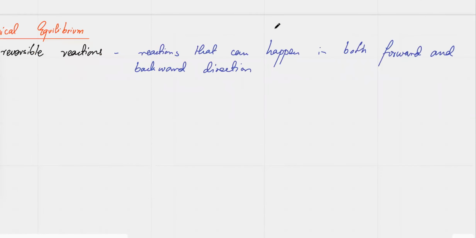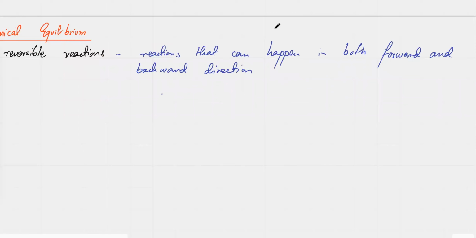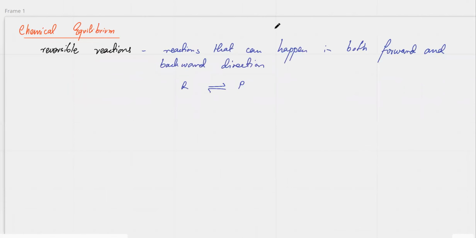What that means is that if you have a reactant, it can change into a product, and the reverse could also happen. The product could change back into a reactant. So the reaction could go back and forth. It can happen in both directions. You have many reversible reactions.